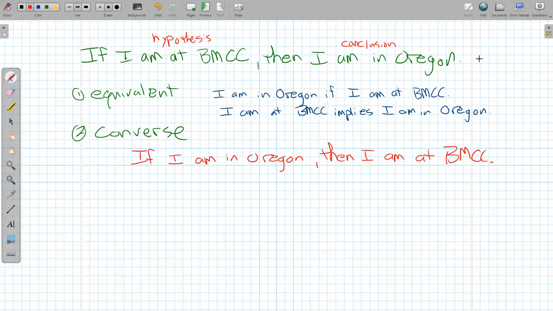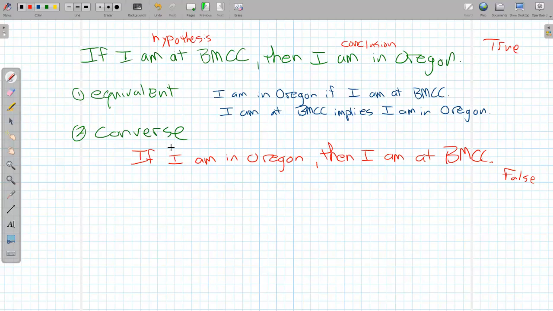If the original statement is true, sometimes the converse is true and sometimes it isn't. It depends on the implication itself. So a converse is a different statement. It can have a different meaning. If we know that BMCC is in Oregon, and that top implication is true, in this case, this one is false, given that BMCC is only in Oregon, because I could be at Treasure Valley Community College, or I could be just hanging out in Cove, and then I would be in Oregon, but not at BMCC.